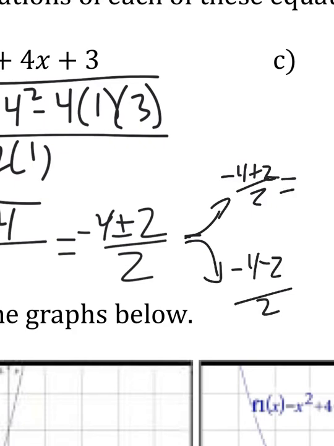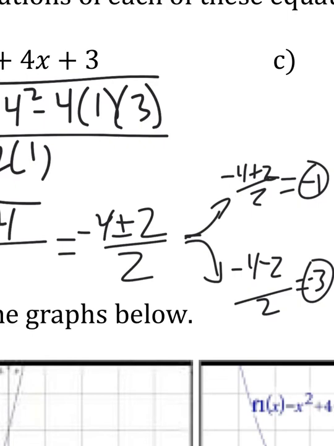Okay, are you seeing two solutions? This is negative 2 over 2. That's negative 1. Okay. And then negative 6 over 2, it's negative 3. Okay, so that one worked out to two solutions. One solution on the first one, two solutions on the second one.